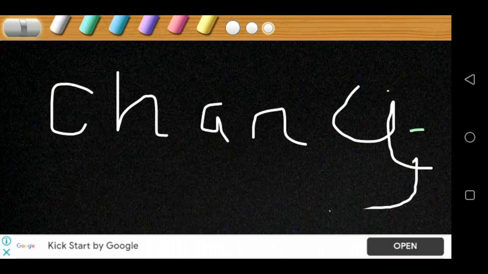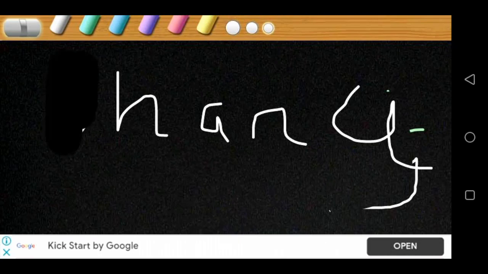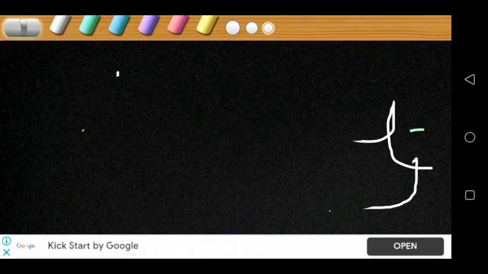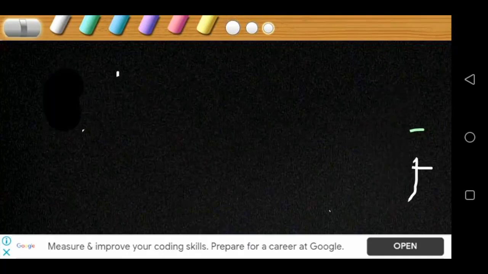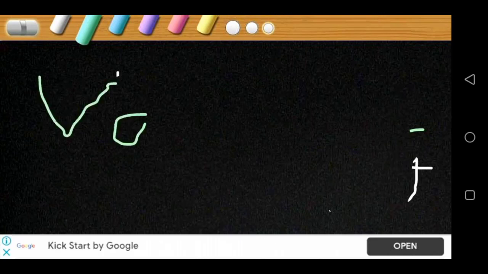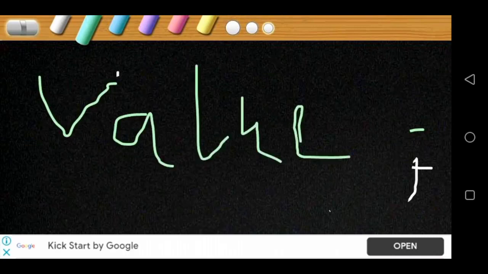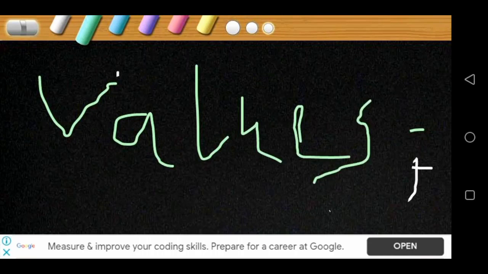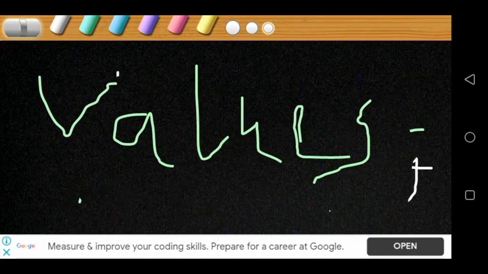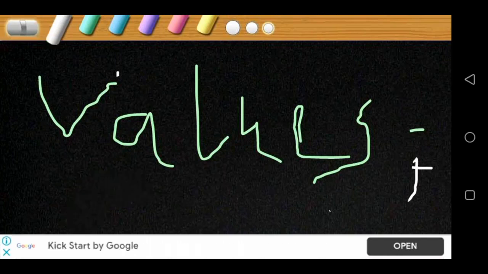Values of probability are between 0 and 1. When calculating the probability, its values are between 0 and 1. It shouldn't be more than 1.